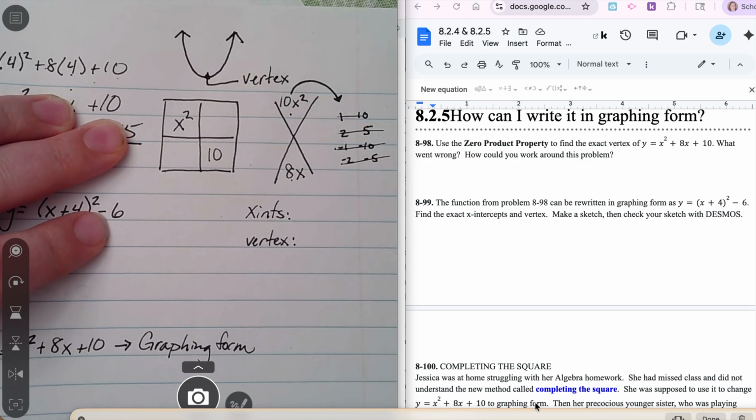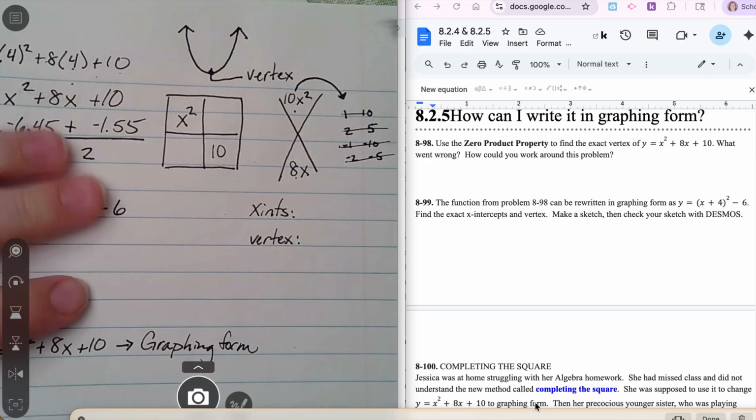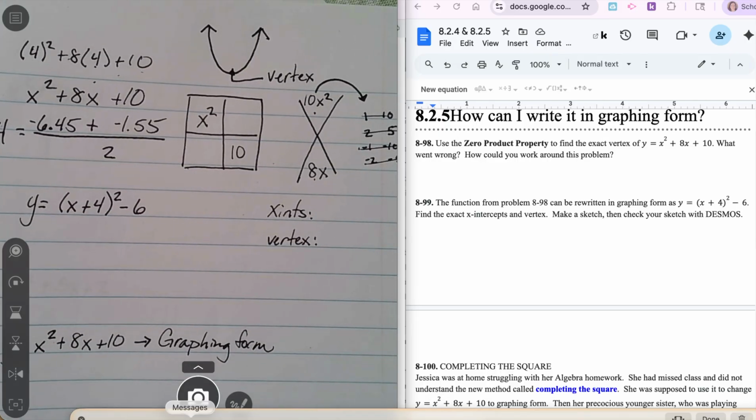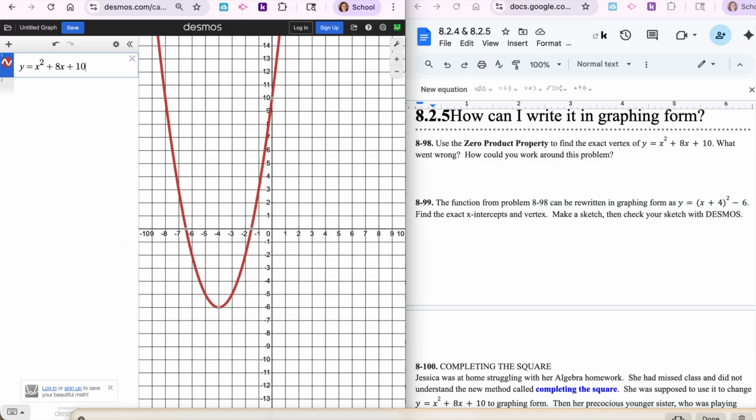I can't actually find those pieces that would make this box work because this doesn't factor. So it's not very helpful for us, but what that means is I can use other methods to work around this problem. So I can go to Desmos and look at the graph, and I can just get a good estimate of these x-intercepts, which are at -6.45 and -1.55. Once I've gotten those, I can use that to help me find my vertex. Or I could just look at the graph and see right there on my graph where the vertex is. Two different ways of getting to the answer of the same problem.